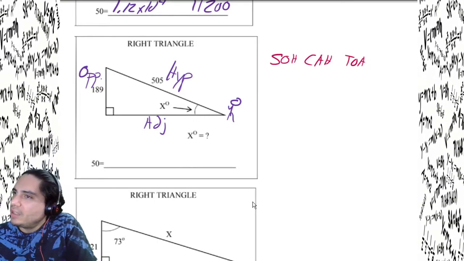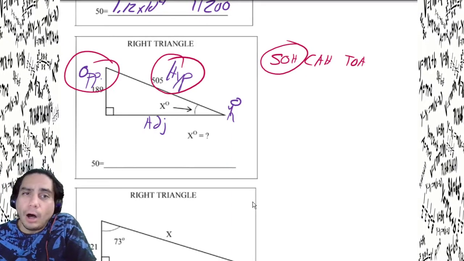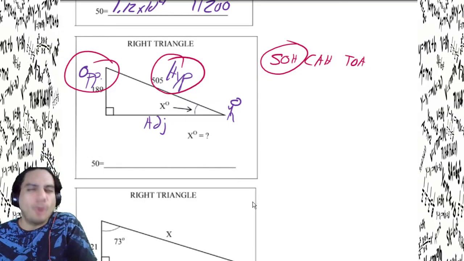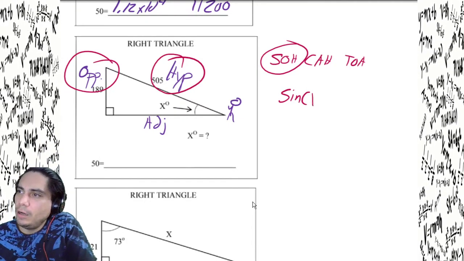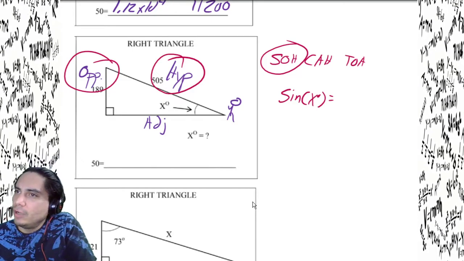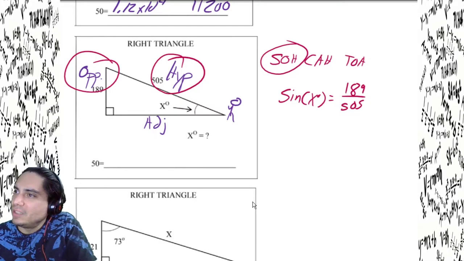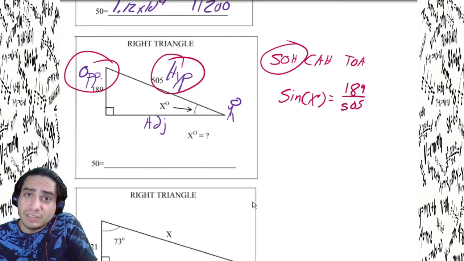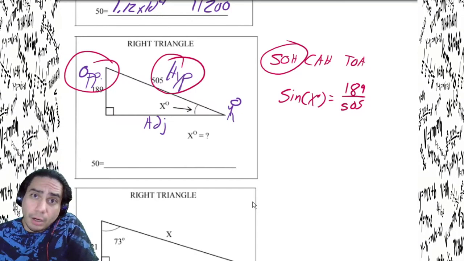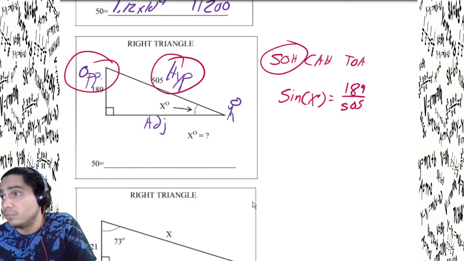Anyways, we got the opposite. We got the hypotenuse. We got so all day. What do you mean so? Nah, I'm talking about that trigonometric ratio. We're going to do the sine of x degrees. We're going to go ahead and put that 189 as our numerator. We got 505 as the denominator. It looks like an SOS, because these other competitors are going to be needing some help when you go ahead and cream them on these problems. And that's what I'm talking about.